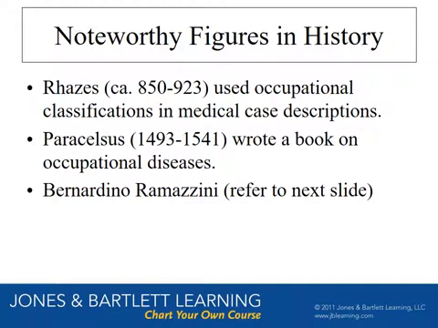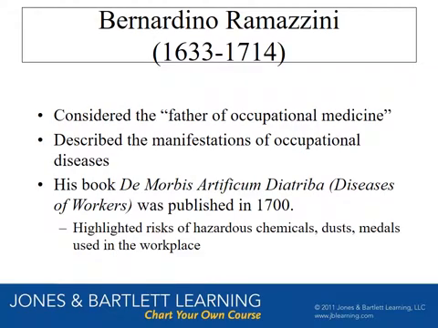Important in the history of occupational health were 3 key figures. One who used occupational classifications in medical case descriptions. So what's important about this is that people start asking you, what is your job, when they're looking at you and trying to diagnose diseases. Of course, Paracelsus, who we often attribute toxicology to, wrote a book on occupational diseases. And in the next slide, I'll talk about this last figure, Bernardino Ramazzini. Considered the father of occupational medicine, he wrote a book that described different types of diseases of workers, and it highlighted hazardous chemicals, dusts, and metals used in the workplace.